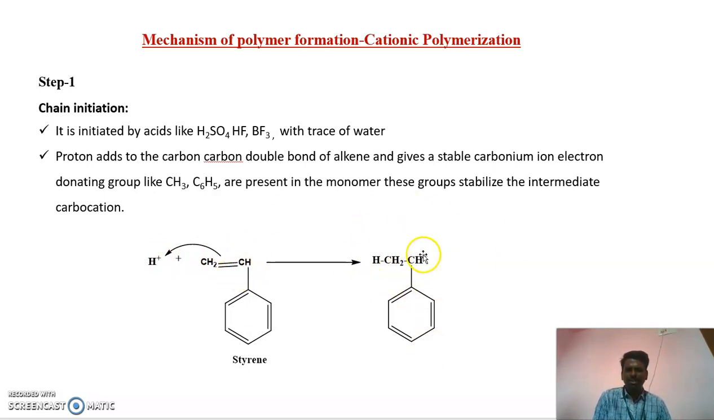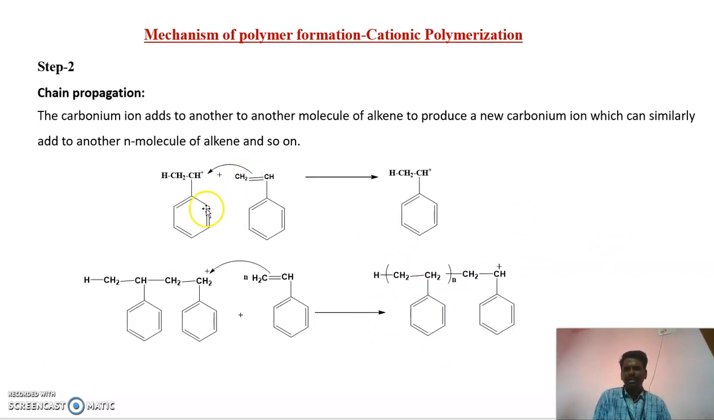Here the positive charge is stabilized by resonance of this benzene ring. That means this positive charge is delocalized throughout the benzene ring, thereby it becomes more stable for the reaction. The next step is chain propagation. The carbocation formed in the above step undergoes further reaction with another molecule of styrene. Here the monomer is the styrene molecule, and it generates another carbocation. This carbocation further reacts with n molecules of styrene, which gives a huge carbocation molecule.